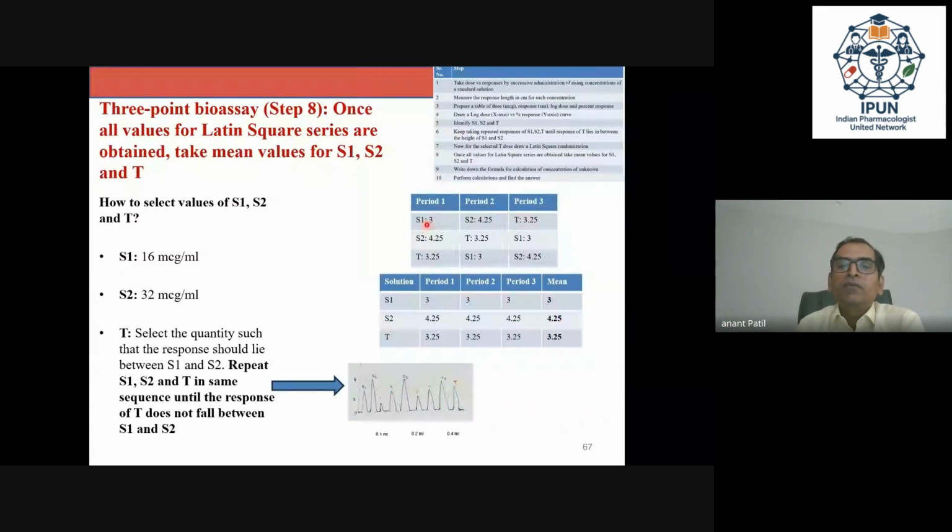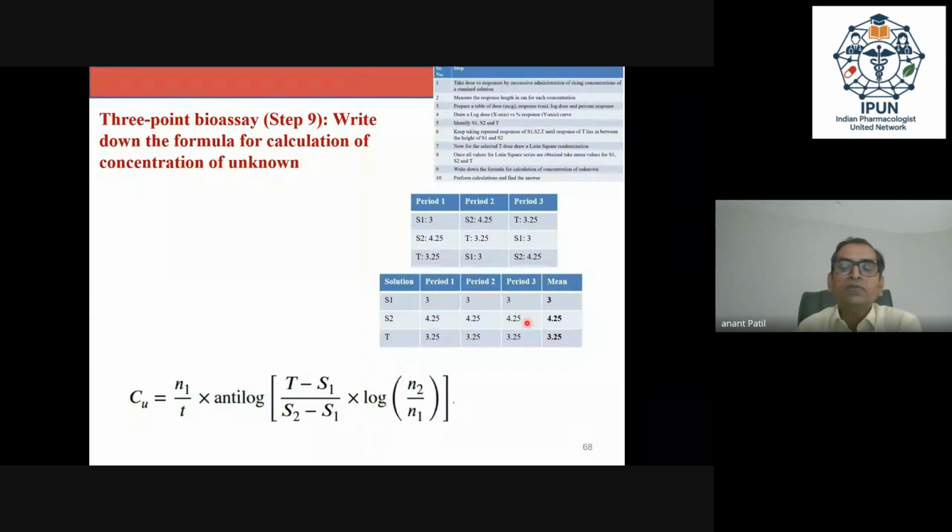Why did we do a 3-point bioassay? Because we wanted a Latin square with 3 contractions, just to see whether we get the sensitivity and specificity right. That is why we took the 3 responses. The most important thing now is to understand the formula. Remove every clutter from your brain and look at this formula. This formula has to be learned by heart. Concentration of unknown is equal to N1 divided by T into anti-log of [(T minus S1) divided by (S2 minus S1) into log of (N2 divided by N1)].